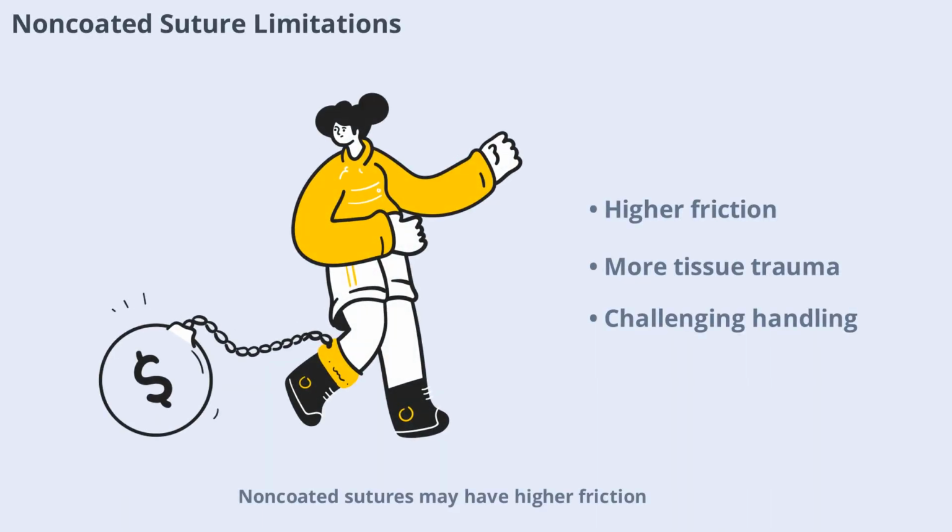Non-coated sutures may have higher friction, causing more tissue trauma during passage. Their lack of lubrication can make handling and tying knots more challenging. Surgeons must balance the need for knot security with patient comfort and tissue preservation.